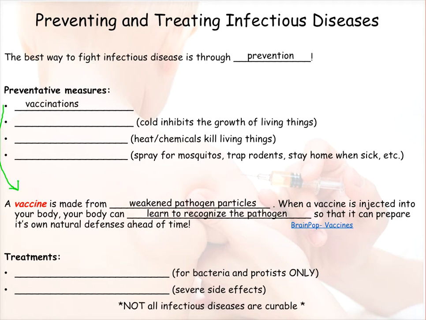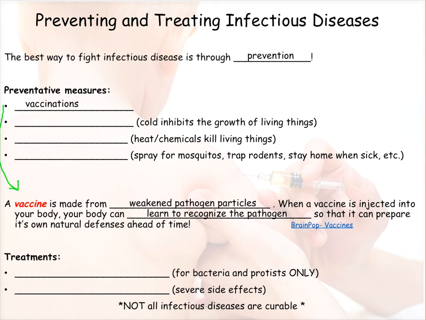And when it does this, it can prepare its own immune system, its own natural defenses ahead of time, so that if you ever do encounter the real pathogen in its full strength form, your body already knows how to recognize it. It already knows how to fight it. It's been pre-prepared.